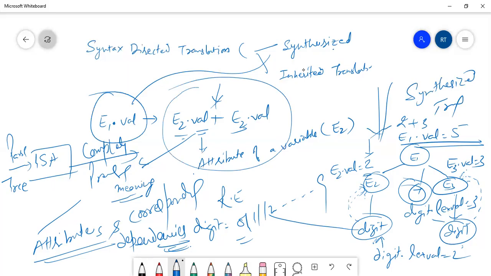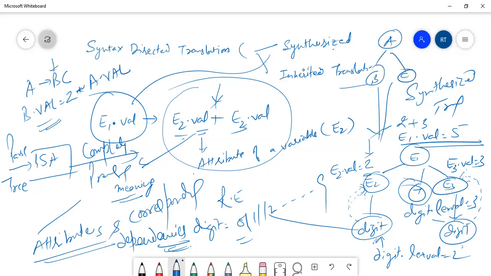And if your production is something like A tends to BC, and B.val is equal to 2 multiplied by A.val, then the value of this particular child is dependent upon the parent. If I create the syntax tree for this, it is created like this: A, B, and C. These are the children, siblings, and this is the parent. The value of B is dependent upon this parent, because B.val is equal to 2 multiplied by A.val. We did all this in our previous lectures.